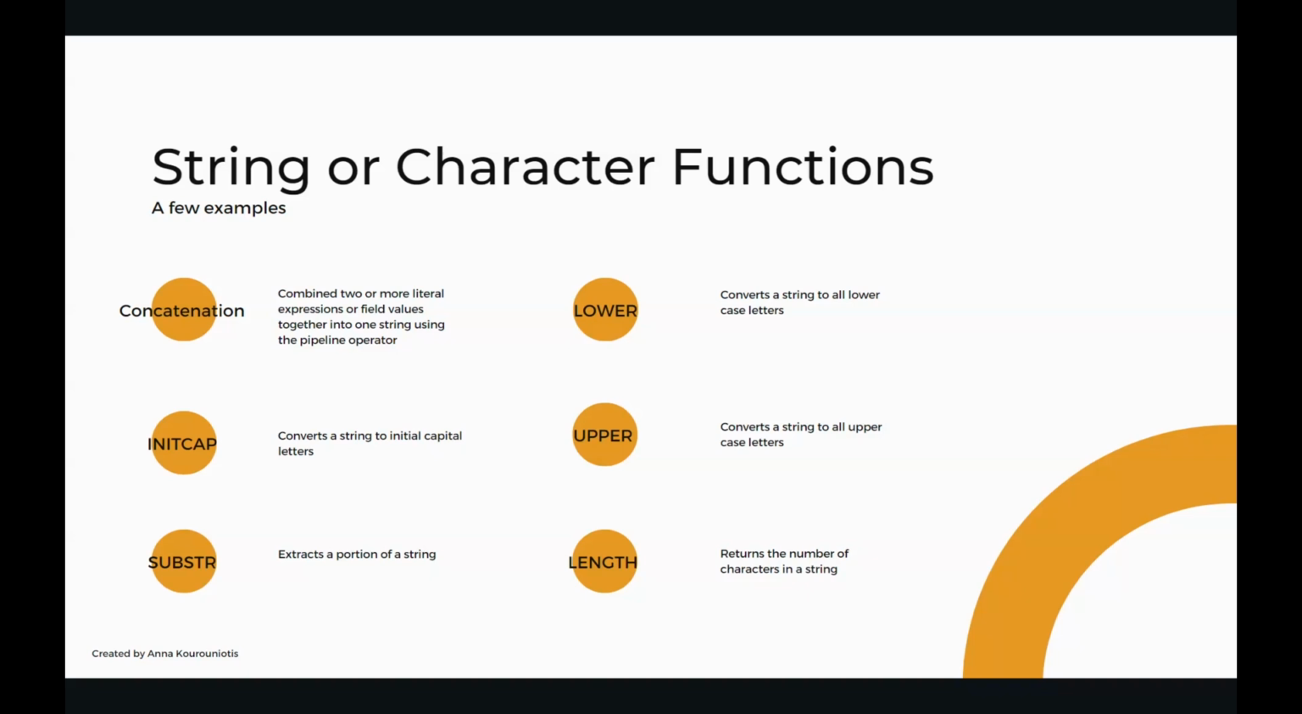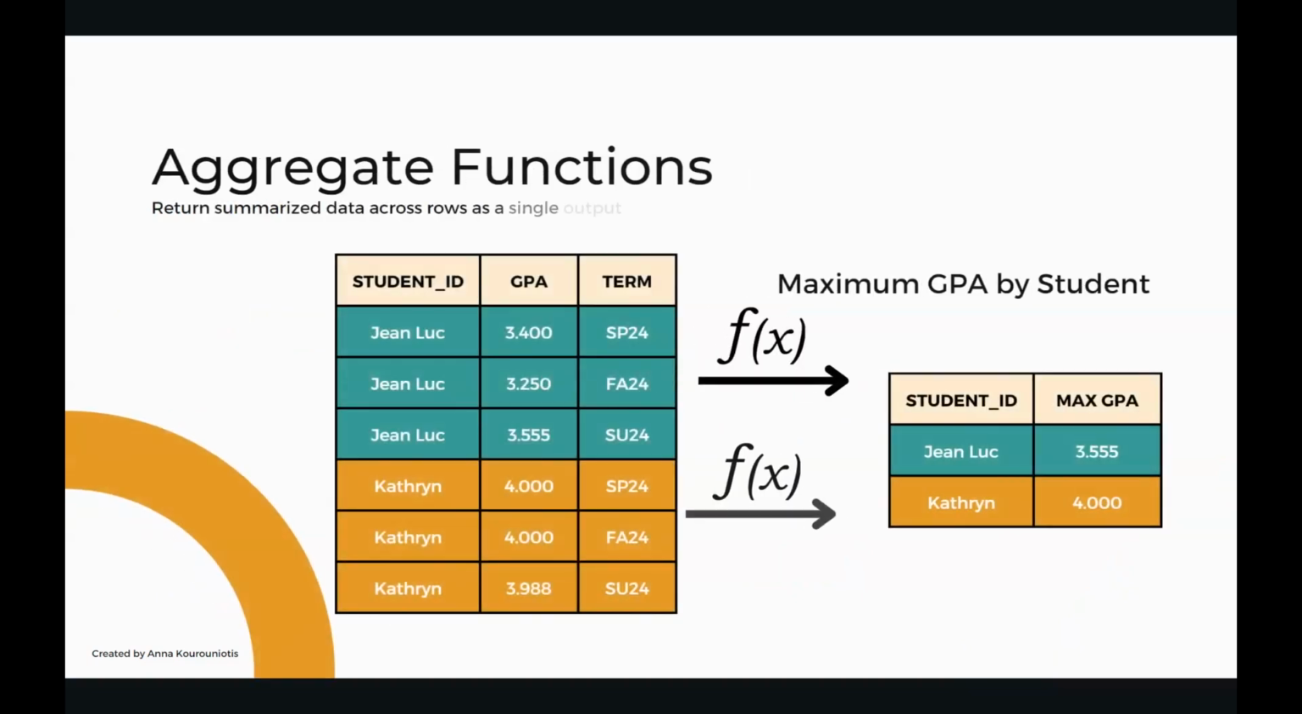String character functions, one very popular one is concatenation. It combines two or more literal expressions together into a single string. Substring extracts a portion of a string. So for instance, if you have an expected graduation term, for example, you can choose to grab the first part of that, the first characters of the expected graduation term, or the last four characters.